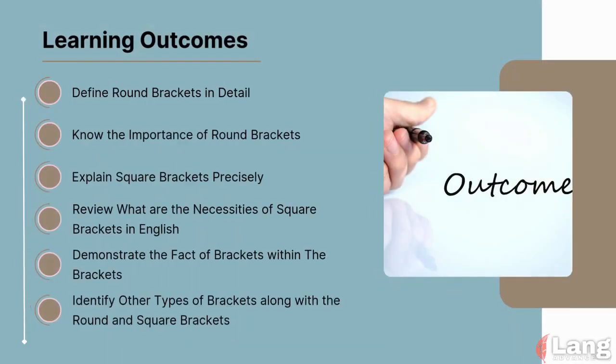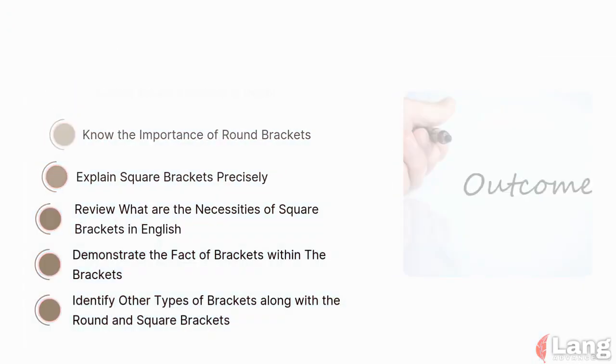Lesson outcome. Define round brackets in detail. Know the importance of round brackets. Explain square brackets precisely. Review what the necessities of square brackets in English are. Demonstrate the fact of brackets within brackets. Identify other types of brackets along with the round and square brackets.